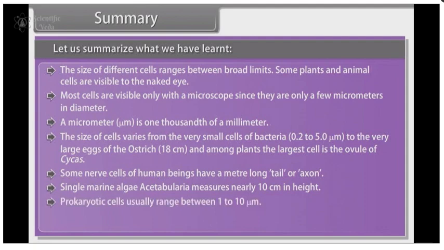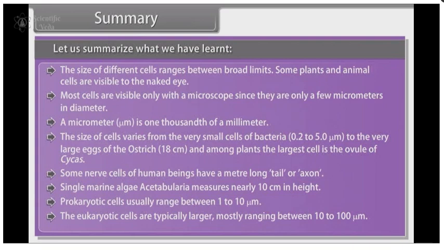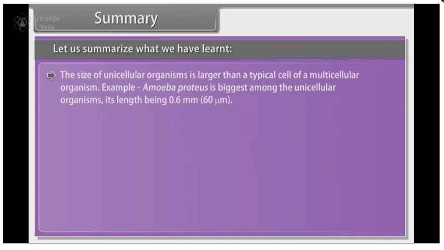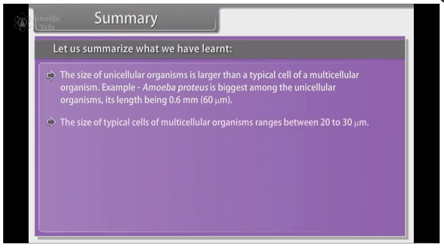Prokaryotic cells usually range between 1 to 10 micrometer. The eukaryotic cells are typically larger, mostly ranging between 10 to 100 micrometer. The size of unicellular organisms is larger than a typical cell of a multicellular organism. Example, amoeba proteus is biggest among the unicellular organisms, its length being 0.6 millimeter, that is 600 micrometer. The size of typical cells of multicellular organisms ranges between 20 to 30 micrometer.